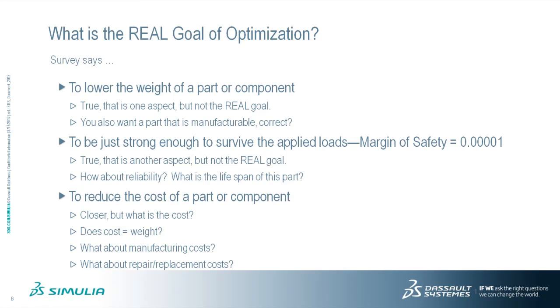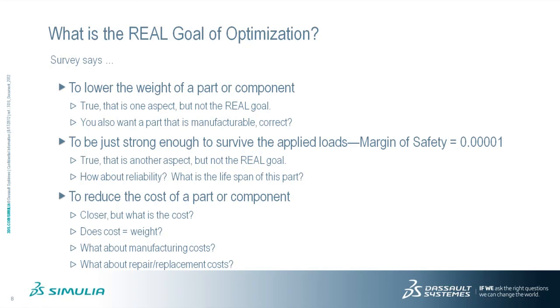You also want the part to be manufacturable, right? Other people say that the goal of optimization is to be just strong enough to survive the applied loads, have a margin of safety of 0.0001. So the absolute minimum amount of product that will withstand that load case. And again, that's true, but it's just another aspect. It's not the real goal of developing and producing a product. What about reliability? What about the lifespan of this part or this product?